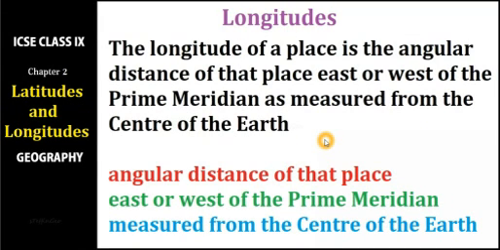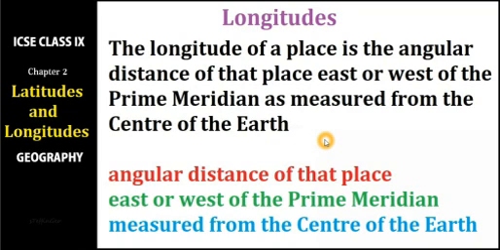Now, the next main topic is longitudes. Just like the latitude, here also things are very similar. Right, in case of latitude, it was the angular distance of a place north or south of the equator as measured from the center of the earth. Here it is just different to that. Here, instead of the equator, it is the angular distance of a place located east or west of the prime meridian as measured from the center of the earth.